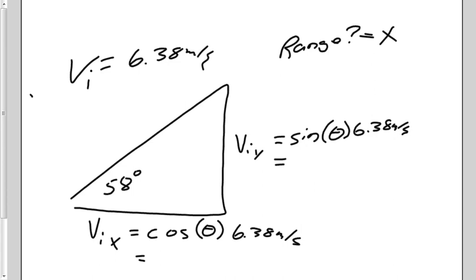So let's see what those things are. In the x, I have cosine 58 degrees, close my parentheses, times the 6.38. Make sure that you're always in degrees, not radians. That's going to give me an initial x component velocity of 3.38 meters per second. Then in the y component, I have sine of 58 degrees times 6.38 meters per second. That's going to give me a y component velocity of 5.41 meters per second.